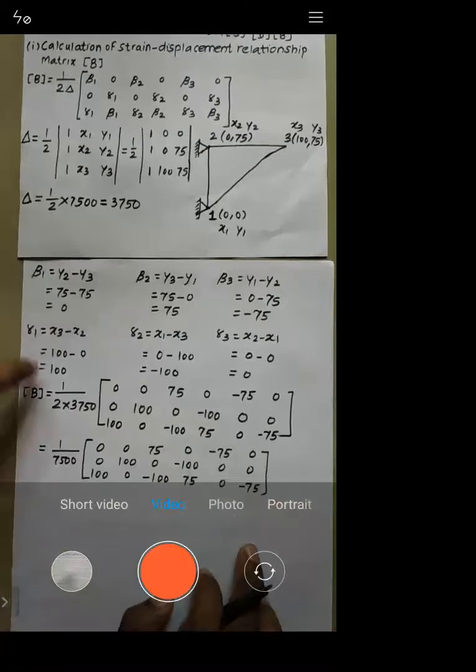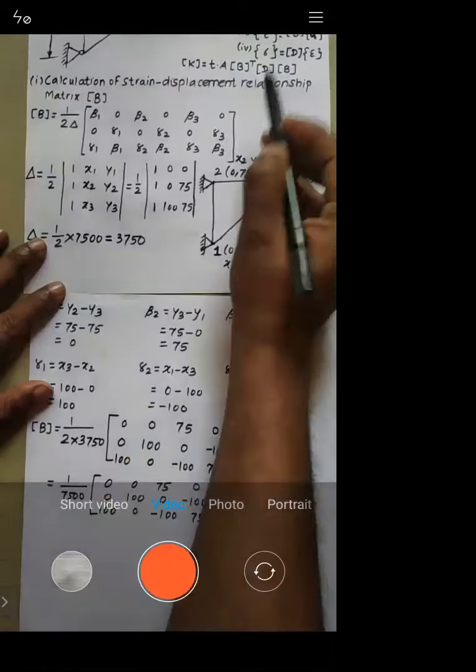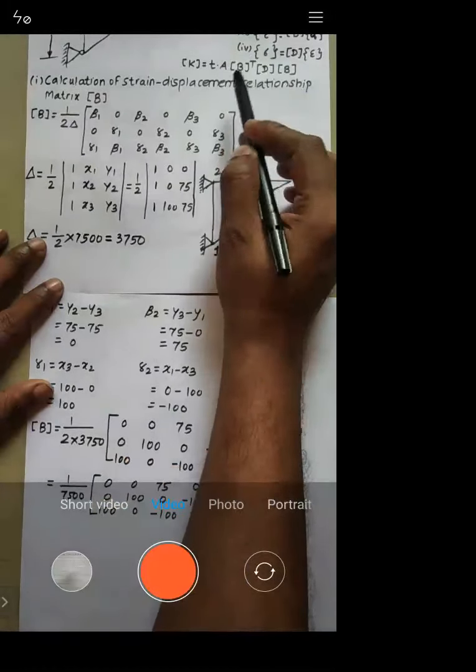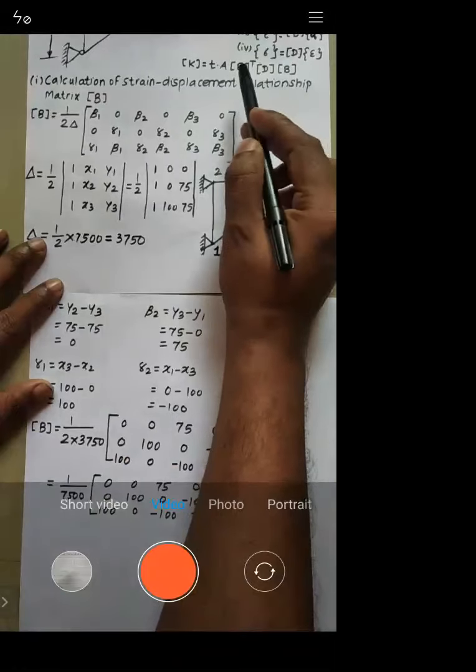So this is the value of B we are getting, right? So we have calculated the value of B. See here, all of you. If you can see, we have just calculated the value of B. So from the value of B, we can calculate B transpose, right?